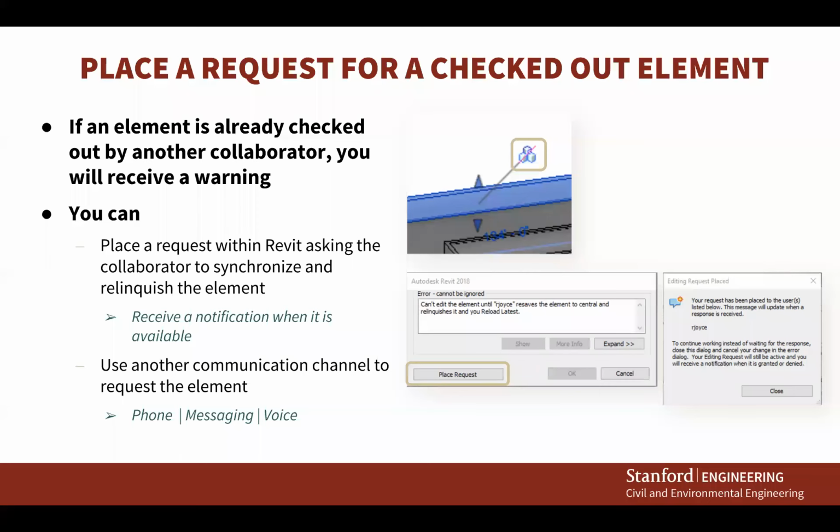Or you might think about using another communication channel to request the element. Whether you need to phone them or message them or just holler at them because they're somewhere across the computer cluster. Just let them know that you need the element. And the best way to do that is to have them synchronize their changes to the cloud model so that you can reload the latest and then have access to it.